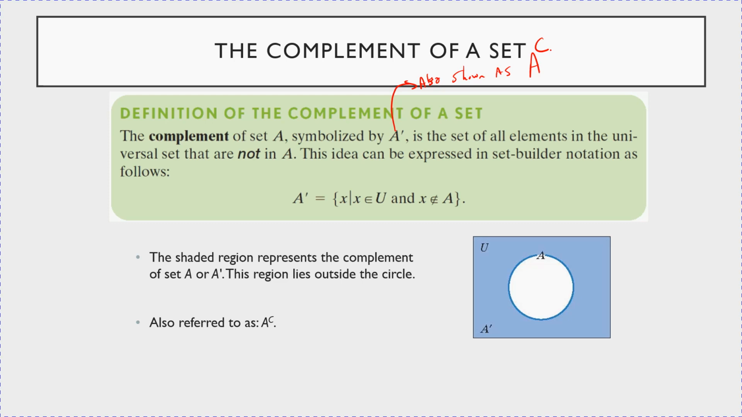This idea can be expressed in set builder notation as the following. A prime, or A complement, A superscript C, is equal to the set of all elements x such that x is an element of the universal set and x is not an element of A. Looking at this Venn diagram, this blue shaded region represents the complement of set A. If here's set A, anything outside of set A is the complement. Anything outside set A is A complement or A prime. They're referred to as the same thing here.